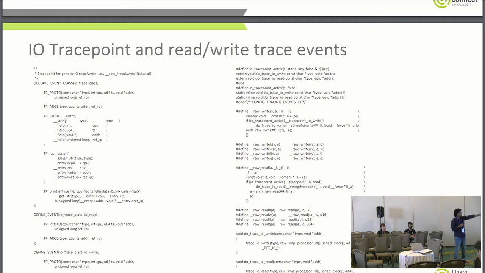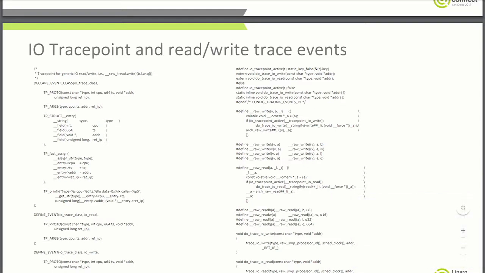So let's just look at this one. In the definition, you can see there are prototype, arguments, then structure, then assign, and the print, and then define event. So basically what DECLARE_EVENT_CLASS means is that it's a template. Now both IO read or IO write, or any register read or any register write, have some common parameters, right? So you don't need to define two events separately. If there is no declare event class, you can always have something like TRACE_EVENT io_read, and down again TRACE_EVENT io_write, like these things.